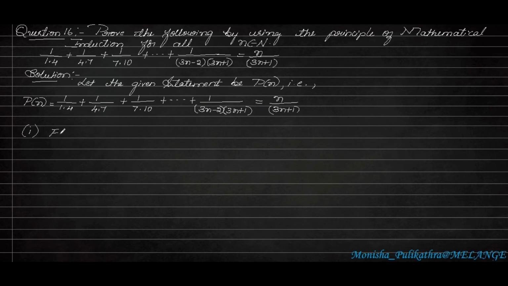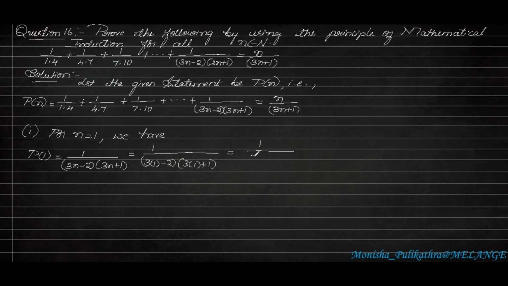So next step is for n is equal to 1. Wherever n is there, we have to substitute 1 in the place of n. So the equation will become p of 1. Here the series is 1 by 3n minus 2 into 3n plus 1. So in the place of n, we have to substitute 1 here. So it will become 3 into 1 minus 2 and 3 into 1 plus 1.